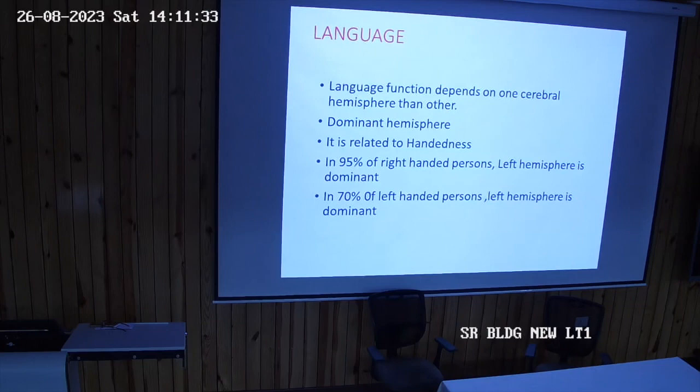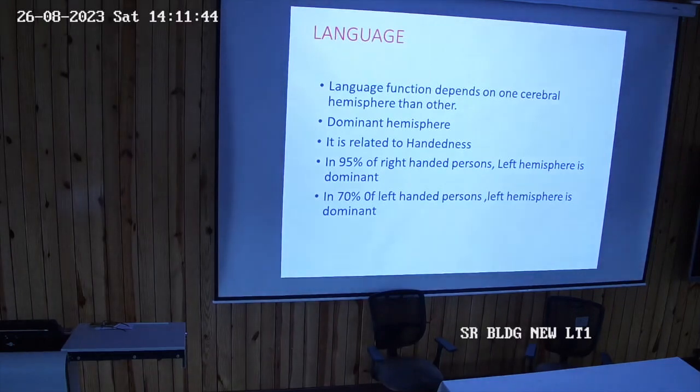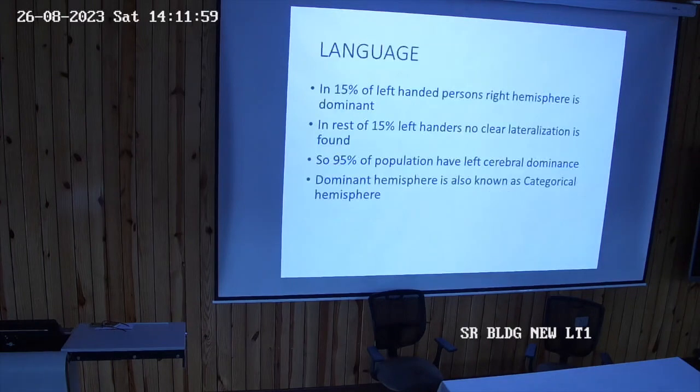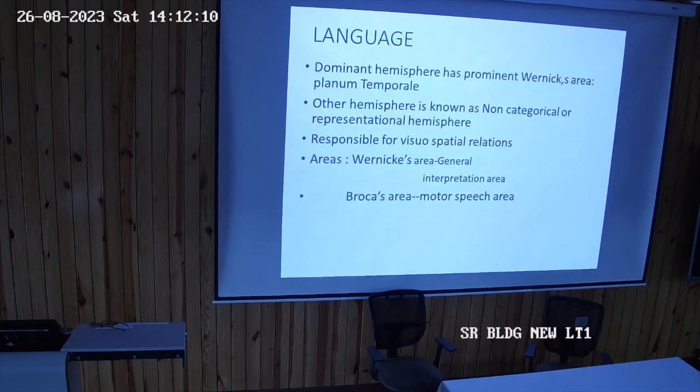So the number of receptors, number of transmitters, and number of interconnections are working for the final result. Language function depends on one cerebral hemisphere more than the other. The dominant hemisphere, in a right-handed person, is the left hemisphere. In 95% of right-handed persons, the left hemisphere is dominant. In 70% of left-handed persons, the left hemisphere is dominant for language and speech. So 95% of the population have left cerebral dominance. It is also known as the categorical hemisphere. You may get an MCQ about this categorical hemisphere.